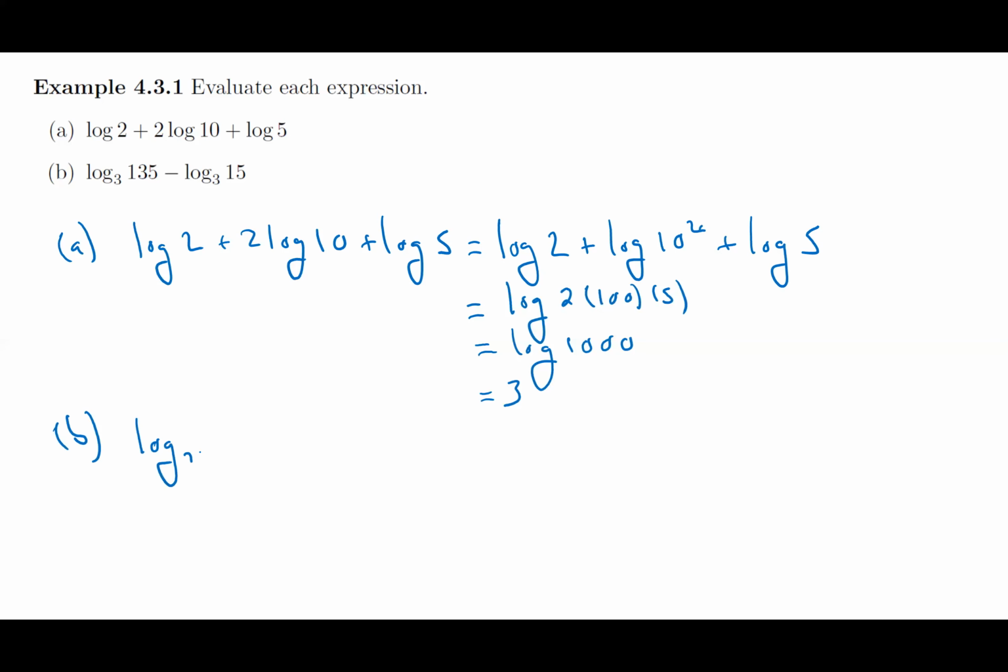Okay. How about B? Log base 3 of 135 minus log base 3 of 15. Well, this will be log base 3 of 135 divided by 15. And what is 135 divided by 15? That's right, everybody. It's 9. So it's log base 3 of 9. Oh, it's just 2.